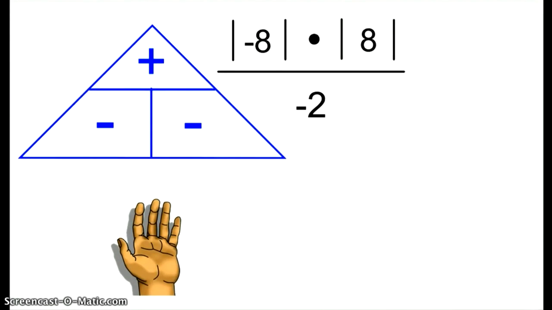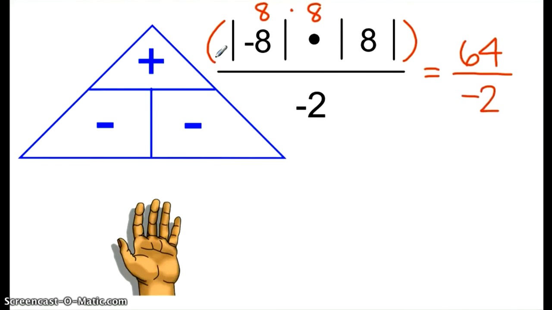Again, a little bit of order of operations. I need to do what's on top first. We've solved this in our multiplication video. So the absolute value of -8 is 8, and the absolute value of 8 is 8, and a +8 times a +8 is a +64. So we have a +64 in our numerator, and we have a -2 in our denominator.